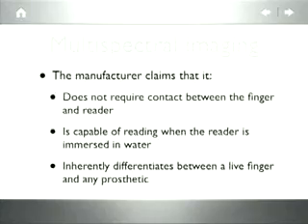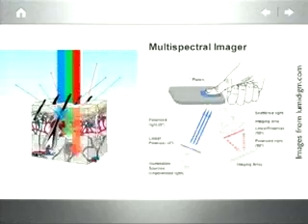A company came up with something called multispectral imaging as a solution to this problem. They claim that their brand new shiny technology doesn't require any contact between the finger and reader, which means if you're a construction worker and your fingers are covered in dirt, this is really great. It can read underwater, which means if you're in the soaking rain and your hands are massively wet from shielding your laptop or whatever, you can still get into the building. And it will inherently differentiate between a live finger and any kind of fake finger. The idea is that different wavelengths of infrared light will penetrate different distances into the skin. This is something that's been known for a long time and works really well.